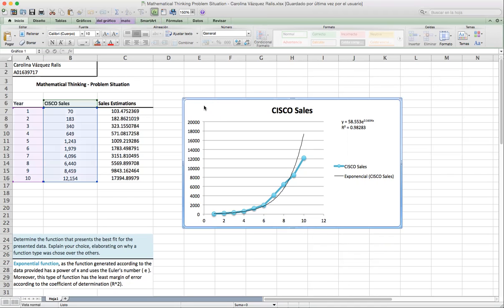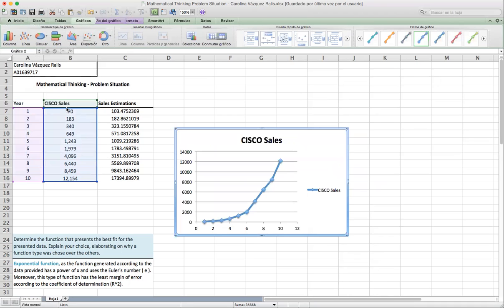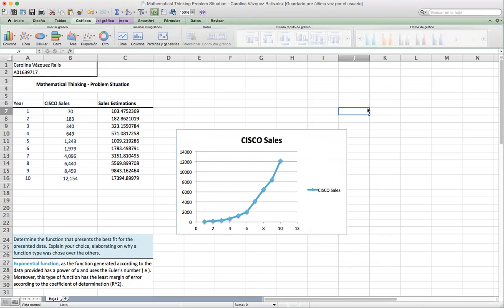I'm going to go ahead and delete my graph for a minute to show you how to do it. So we are going to select the year and sales columns. The year column is going to stand for the X values, and the Cisco sales column is going to represent the Y values. So we're going to click on Insert, Graphic, Scatter Plot, and here we have it, okay? I like this blue better.